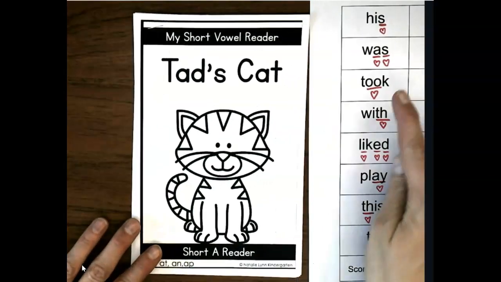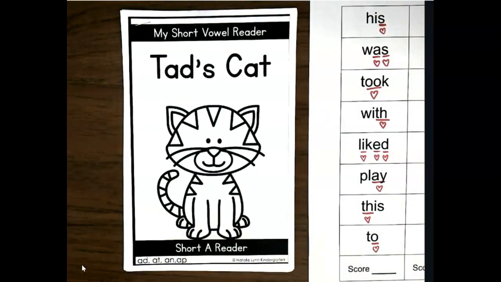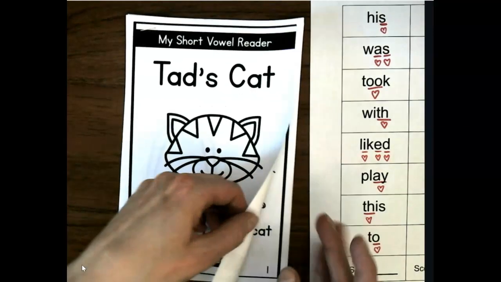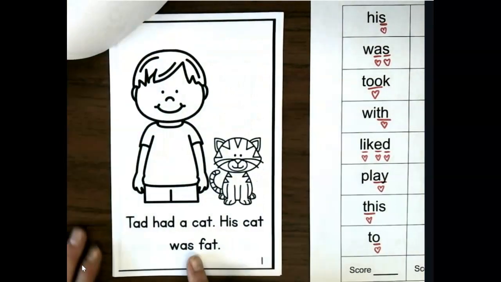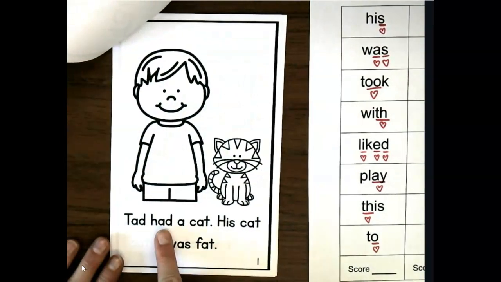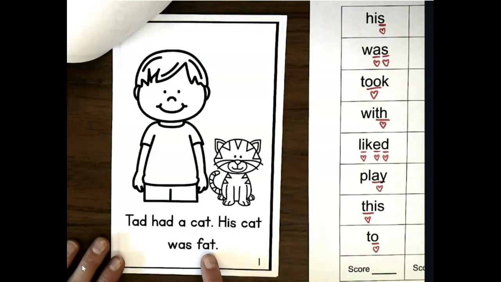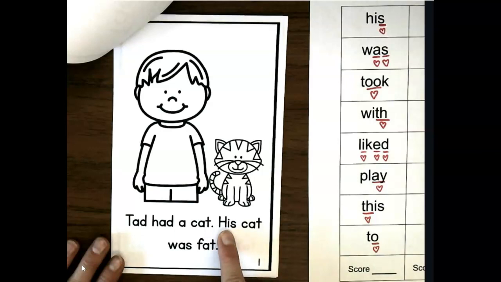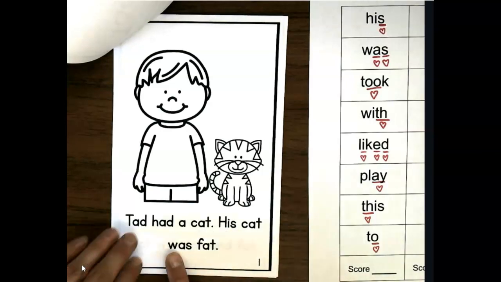Here's the list of sight words. You're going to be a detective and look for these words. Let's go ahead and start on page 1. There are 2 sight words on page 1. Look for them as I read. Tad had a cat. His cat was fat. Say the 2 sight words you see on this page. Did you say his and was?